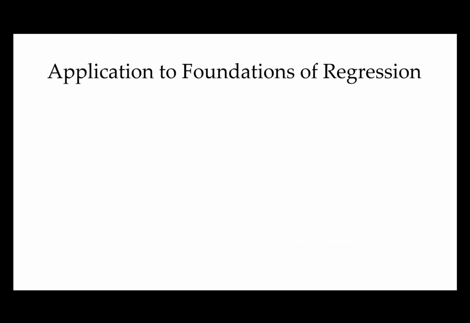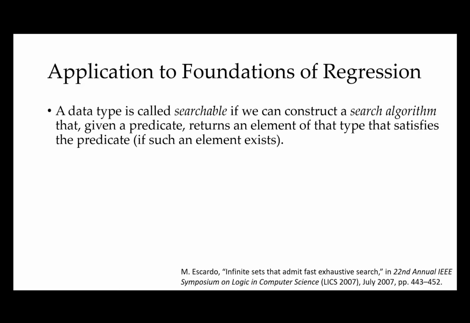And so now what I want to talk about is how we've applied this kind of work to the foundations of regression analysis. So we've looked at global optimization and how that's convergent, and how we can use constructive reals to give us proper algorithms for convergent global optimization. But now I want to talk about how we can apply that to the field of regression. What we want to do here is not just focus on predefined data types. We want to look at the most general data types that we can perform this regression process on. And it turns out that these types are called searchable.